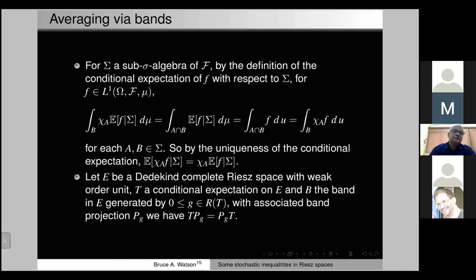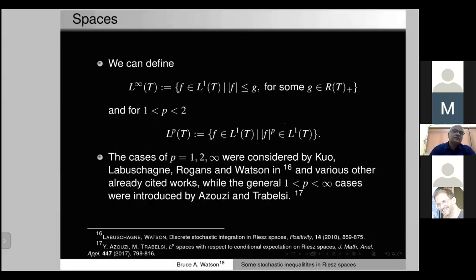Now, this has an analog in the Riesz space setting, and that is that if you have an element G from the positive cone of the range of T, and we associate the band projection, we call it PG, the band projection generated by G, that will commute with T. So that is the first step on averaging. That does not require any multiplication type properties. That is purely within our original space.